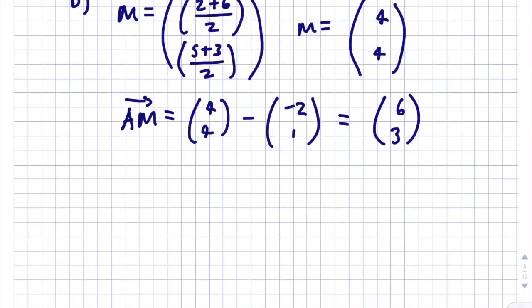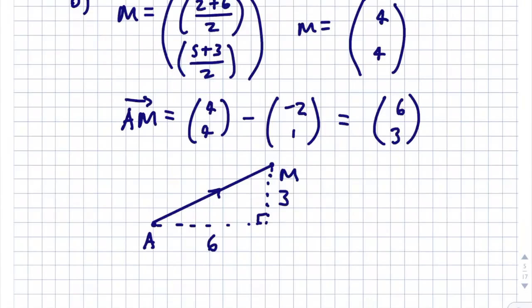If I was to draw the vector AM, say the position vector of A is here, and the position vector of M is here, the vector is going to be this line here. It's going to be a certain number of units across, parallel to the x-axis, and a certain number of units up, parallel to the y-axis. These are perpendicular, and we know what those units are because we've just worked out the vector AM. This has a magnitude of 6, and this has a magnitude of 3.